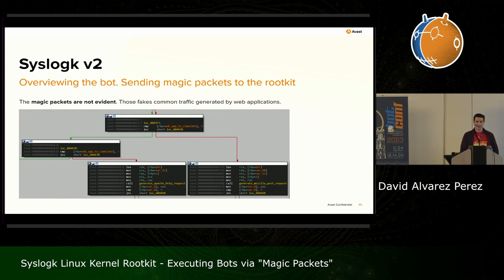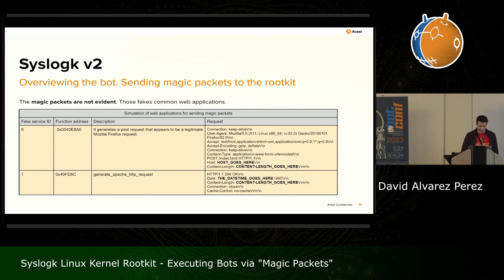The magic packets that the bot sends are not evident. I mean, those fake Apache 2, a legitimate Apache 2 service and a Mozilla Firefox application. You can see in the right margin of this table how it structures the code of these fake applications.